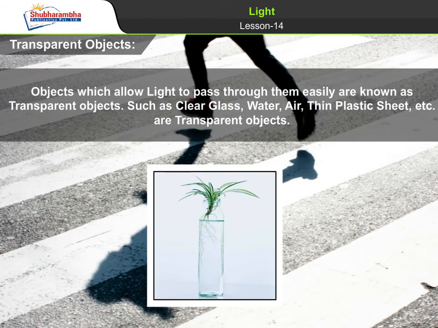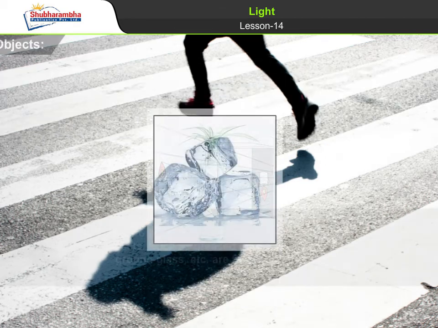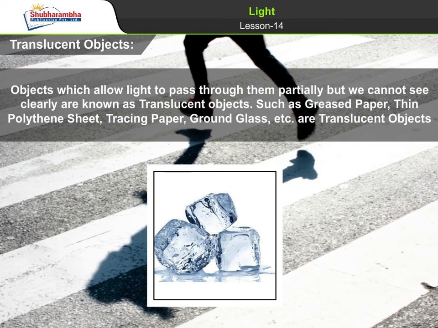Transparent objects. Objects which allow light to pass through them easily are known as transparent objects. Such as clear glass, water, air, thin plastic sheet, etc. are transparent objects.